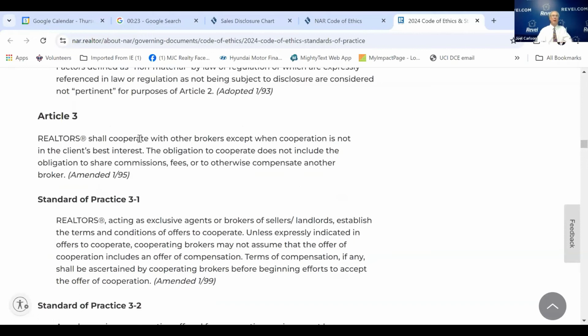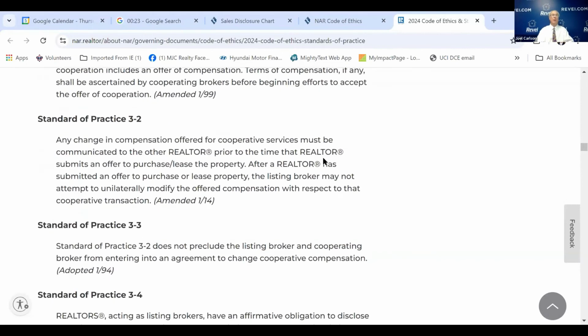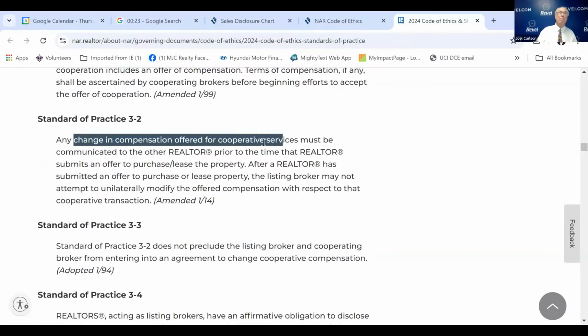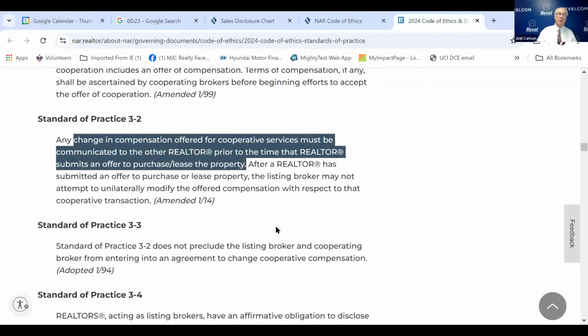3, will cooperate with other brokers. Okay, got that one. And it talks about here, any change in compensation offered must be communicated prior to the time that the realtor submits the offer. So this was a game that was being played a couple of years ago, where 2014 is when this came up. You'd call and say, hi, is the property still available? Yes.